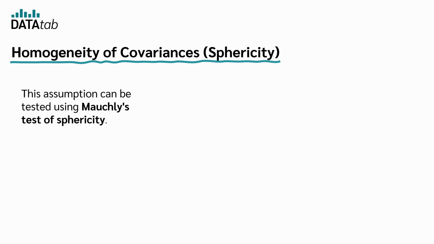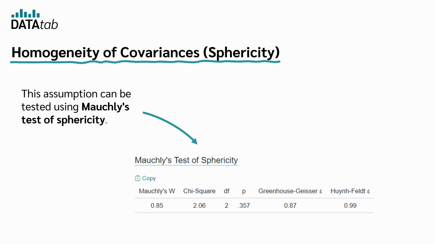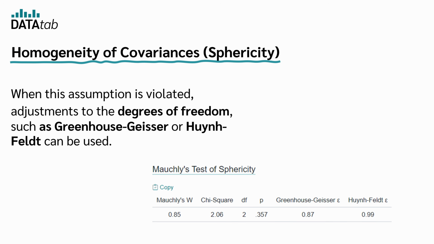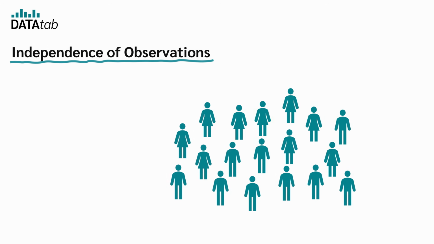This assumption can be tested using Mauchly's test of sphericity. When this assumption is violated, adjustments to the degrees of freedom, such as Greenhouse-Geisser or Huynh-Feldt, can be used.